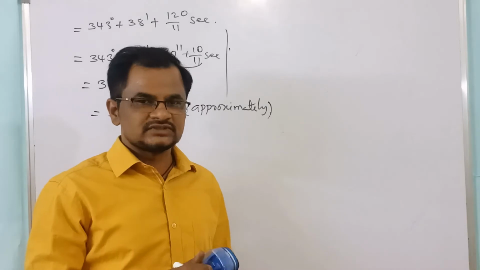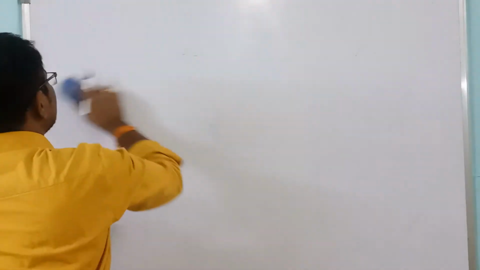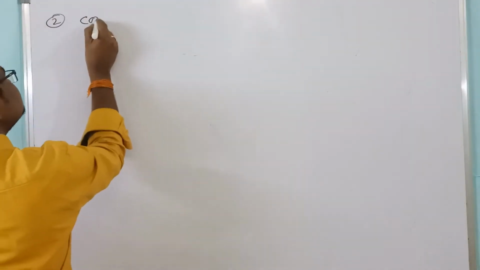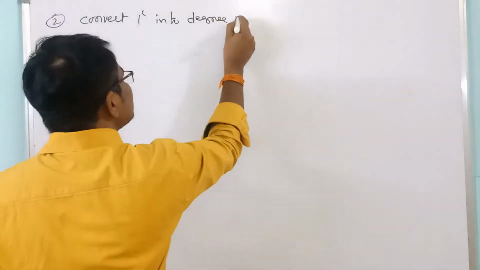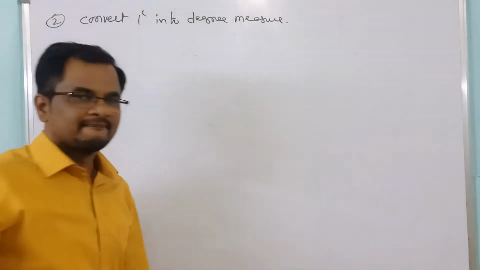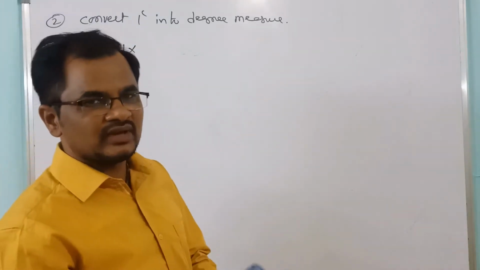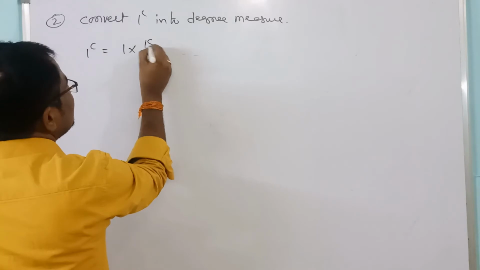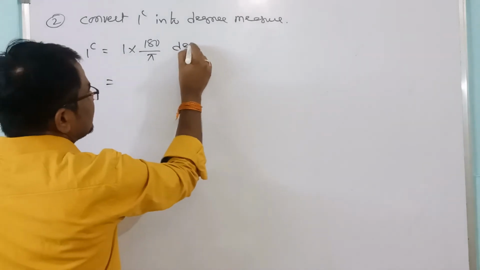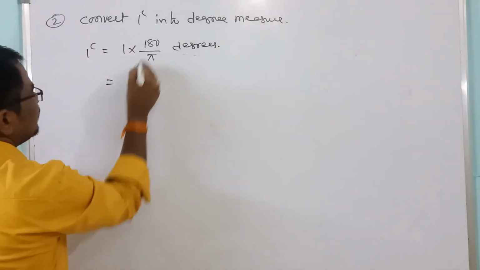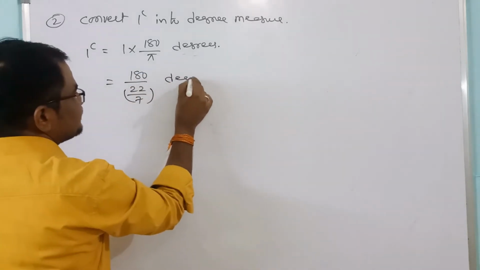Take one more problem, still more clarity you will get. The second problem: convert 1 radian into degree measure, right? Same. 1 radian equals 1 into, to convert to degree measure we have to multiply the given radian by 180 by pi. Again into degrees you can write like this, right? Now 180 by pi, 22 by 7 degrees, right?